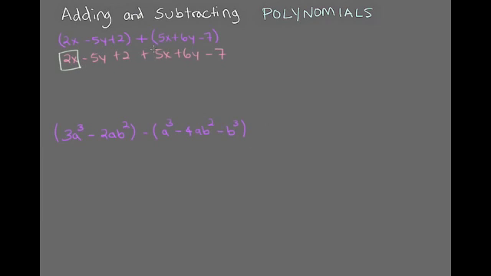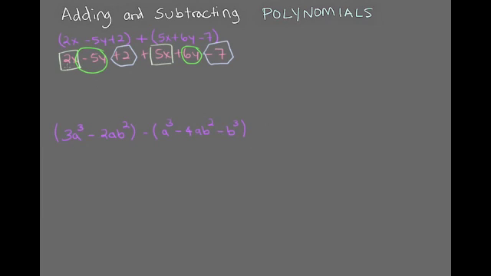So 2x, 5x, get a box. And the y terms, so we have negative 5y. Remember, we have to take the sign with it, negative 5y and 6y. And finally, we have 2, and we have negative 7. Soon you'll learn to do this in your head, but this is for starters.